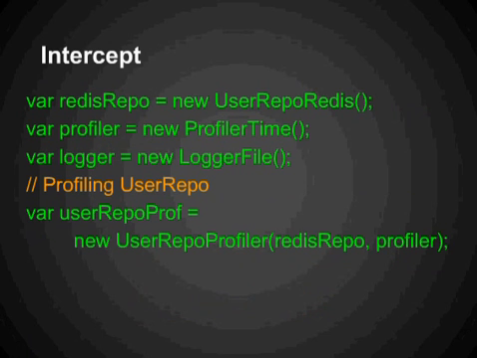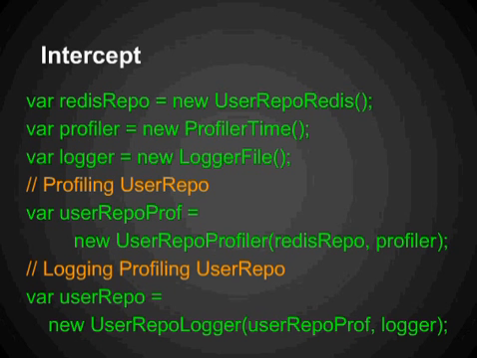So first I'm going to create a user repo profiler object. Here I'm just going to call new user repo profiler, and I'm going to pass in the Redis and the profiler. So now I have an object that, as far as the rest of my application code is concerned, is just a user repo object. And now I want to add logging on top of the profiling. So now I'm going to call a user repo logger. And now to pass in for my user repo object, since I'm just programming to interfaces, I'm going to pass in the user repo prof object I just created, which does the profiling. And I'm going to pass in a logger. In this case, it's the file logger.